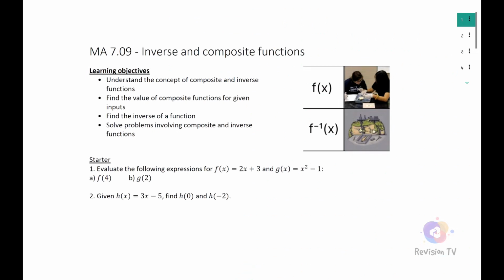In this lesson, we are looking into composite and inverse functions. We are going to look into the concept of composite and inverse functions, and we're going to learn how to substitute values into composite functions, how to find the inverse, and how to solve problems that include both composite and inverse functions. So a lot of algebra today, so be warned.